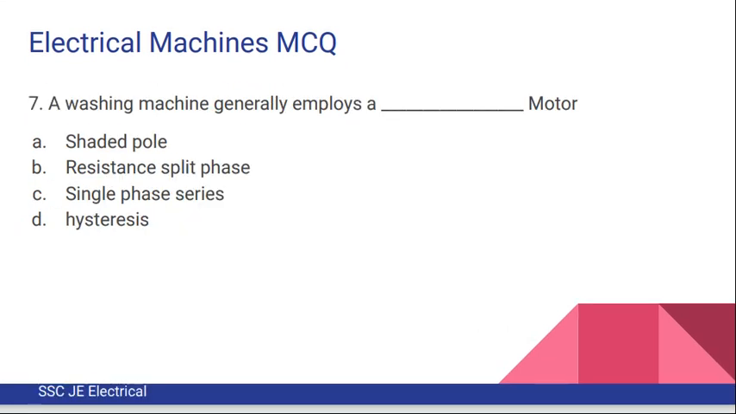A washing machine generally employs a resistance split phase motor. Other applications of this: small grinders also use the resistance split phase motor, and small fans also use the resistance split phase induction motor.